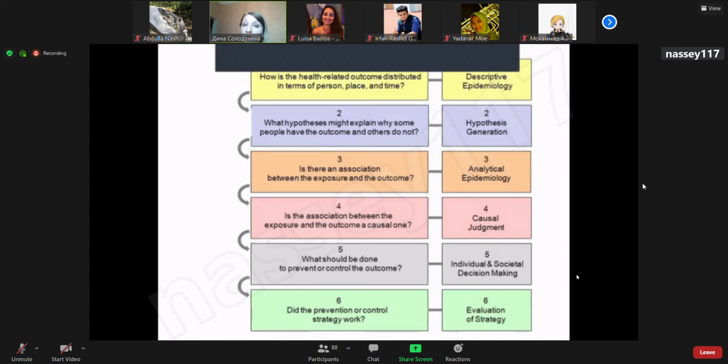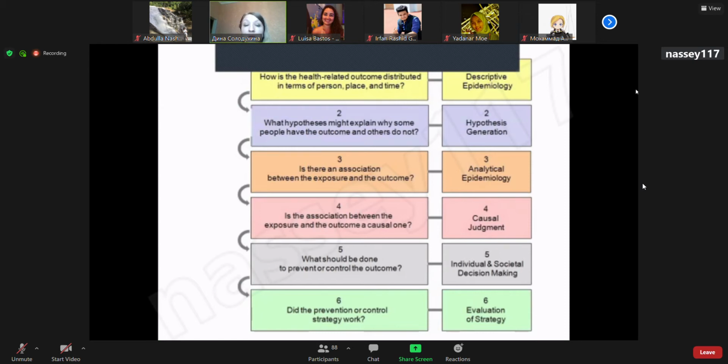It can be used for any problem, for any disease. It doesn't matter if it is an infection or not an infection, if it is a trauma, an external condition, or internal, like a genetic disease. We can use these steps absolutely for any epidemiological study.